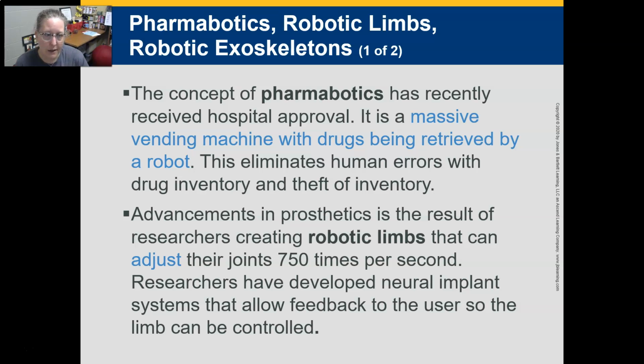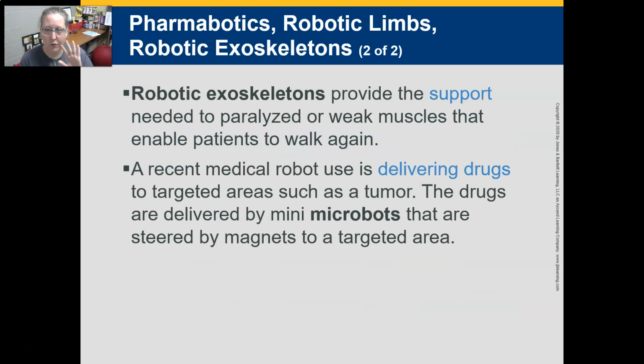Advancements in prosthetics is also the result of researchers creating robotic limbs that can adjust their joints 750 times per second. There's been some really cool robotic limbs that really help with those that need it. And researchers have even developed neural implant systems that allow feedback to the user so the limb can be controlled. So again, such improvements. We also have robotic exoskeletons that provide the support needed to paralyzed or weak muscles to enable patients to walk again. And a recent medical robot use has been delivering drugs to target areas such as a tumor.